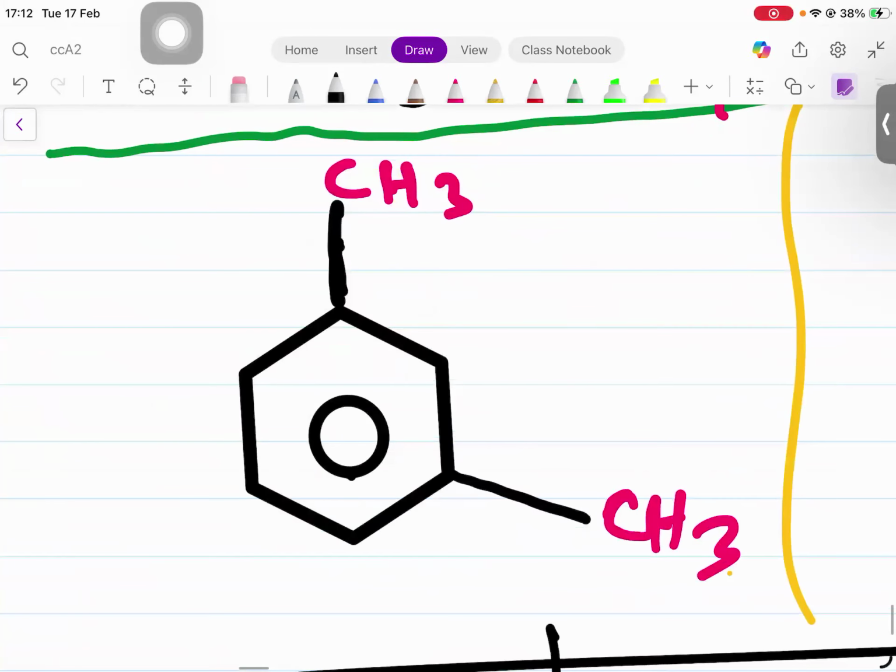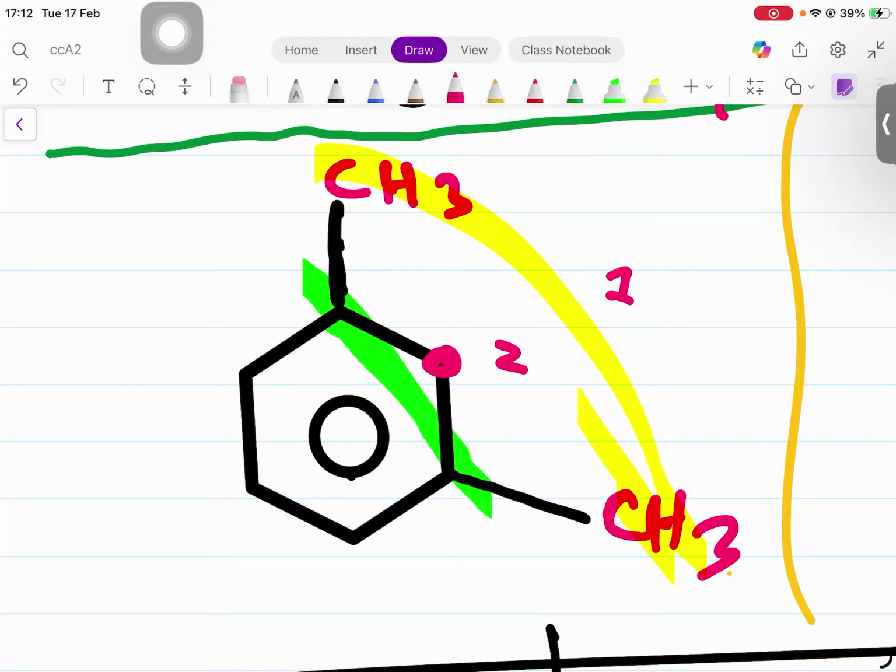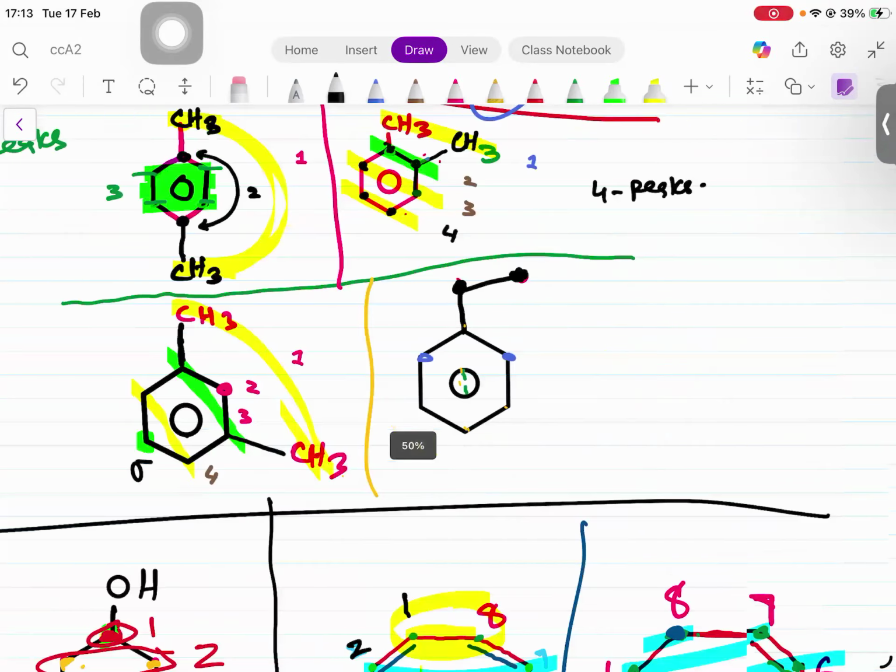Zoya, what about this? 5 peaks. These two CH3 contribute to 1 peak. The carbon in the middle will have a different peak, 2. Then these two carbons with which CH3 is attached will have a separate peak. So how many? 3 peaks. Then what comes next? These two will have one peak, 4. And this one will have a different peak, 5. So how many peaks? 5.